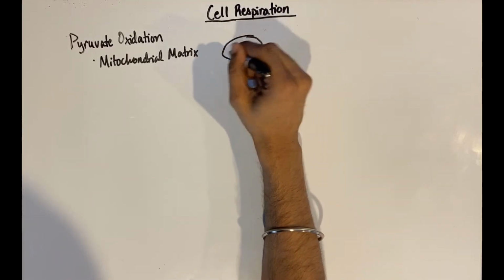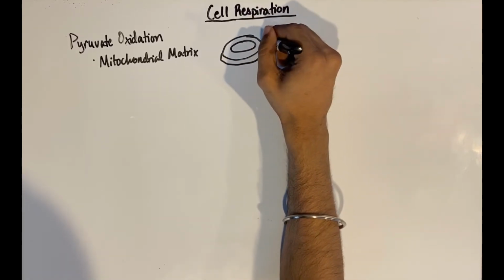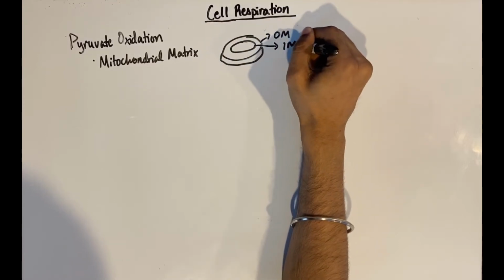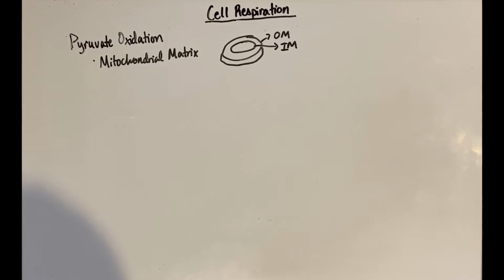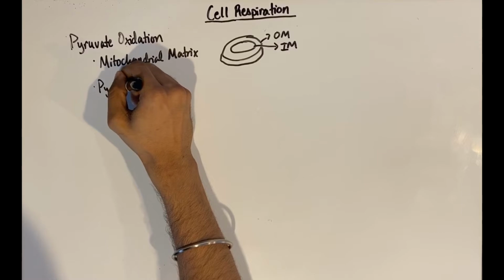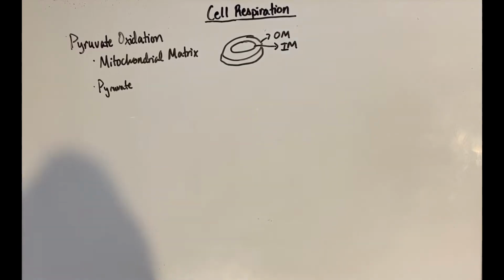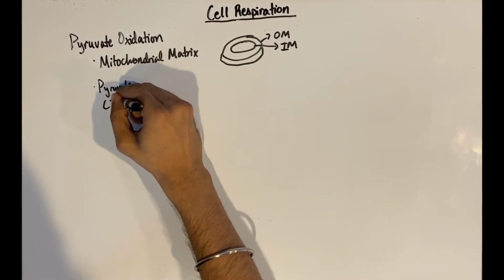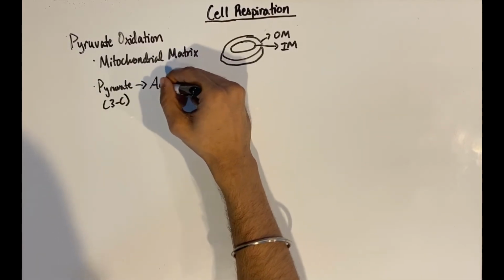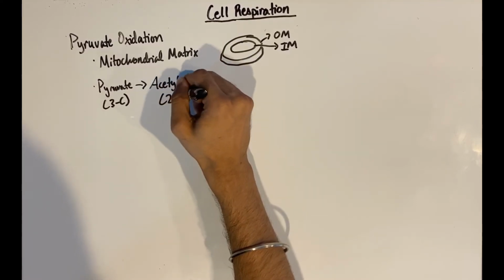Remember, this is not a really great representation, but the mitochondria has an outer membrane and an inner membrane. And this process begins with pyruvate, as we said before. As the step shows, pyruvate is getting oxidized. So pyruvate, which is again a 3-carbon molecule, is catalyzed into an acetyl group, which is a 2-carbon molecule.